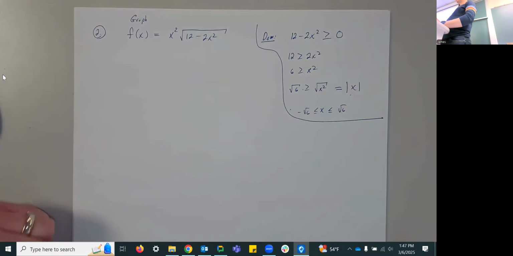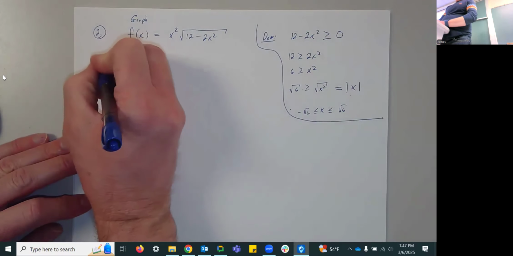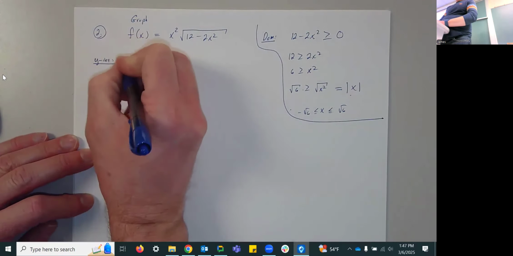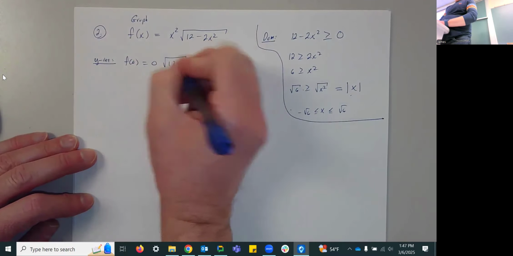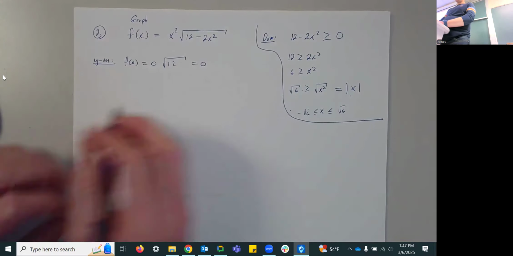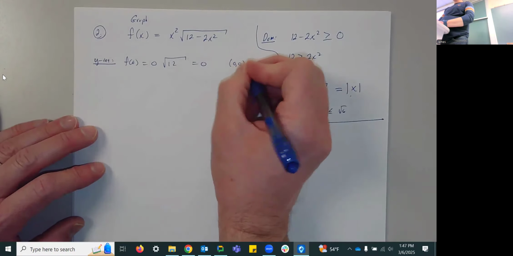But now we're going to do the usual things. We're going to find the intercepts. Y-intercept, f of 0 is 0 times the square root of 12, which is 0. So (0, 0) is our y-intercept. It's also an x-intercept.